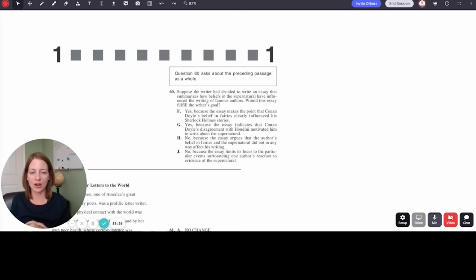No, because the essay argues that the author's belief in fairies and the supernatural did not in any way affect his writing. No, because the essay limits its focus to the particular events surrounding one author, right? One author's reaction to the evidence of the supernatural. So with pretty much confidence, I'm going to put that.